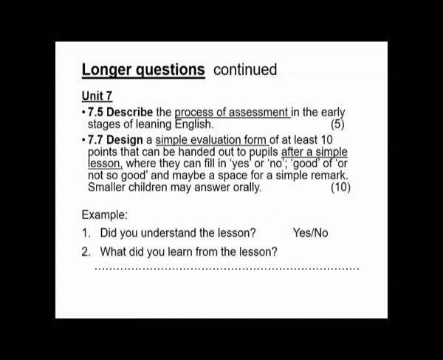For example, this is now an example. Question 1. Did you understand the lesson? And the child has to write yes or no. Or, what did you learn from the lesson? Now the child has to write. For instance, whales need air to breathe. That's what they learned in your lesson, for instance. That whales cannot stay under the water indefinitely. They have to come up every now and then to catch a breath of air. Okay, so compile a simple evaluation form.